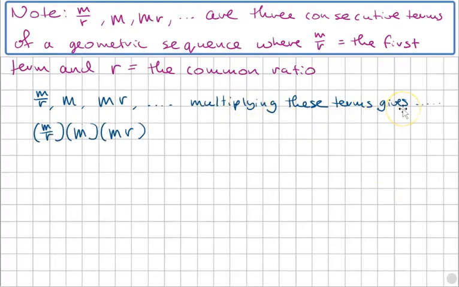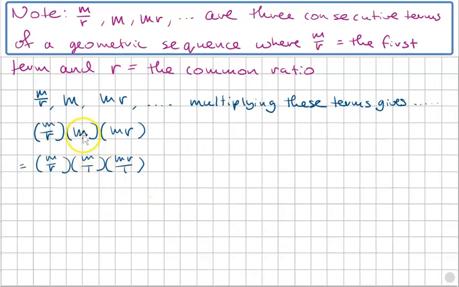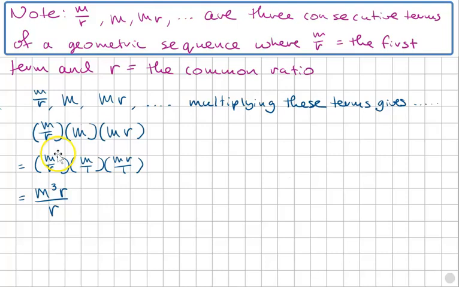So multiplying these terms, so multiplying them all together, we get m over r times m times m r. So we're just going to multiply them all together. So I'm just going to make m become m over 1 and m r become m r over 1, just so that they're fractions, so that we're multiplying just three fractions. And then top by top, so m by m r is m cubed r. And then r by 1 is r. So bottom by bottom is just r. So if you multiply the three terms, you end up getting m cubed r over r.